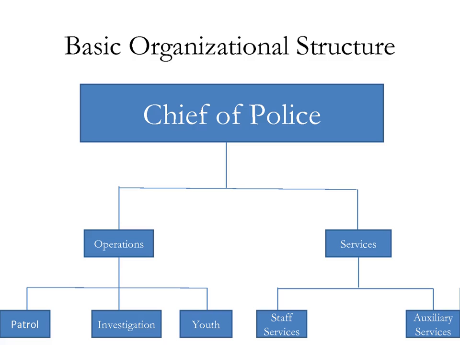This diagram shows basic organizational structure for police departments. At the top, you can see Chief of Police, which breaks down into two areas, which includes operations, which patrol, investigation, and youth officers do, and services, which staff services and auxiliary services.